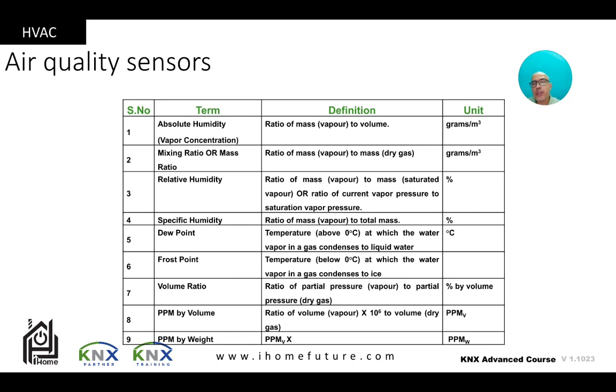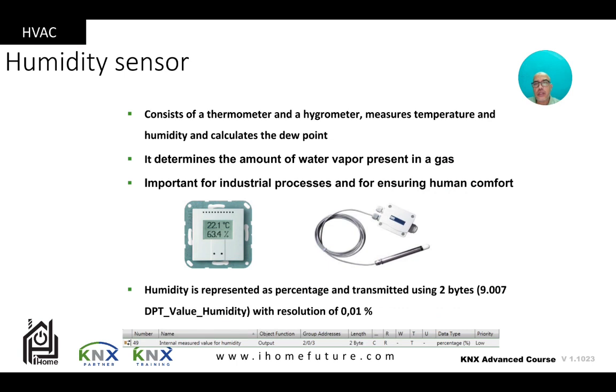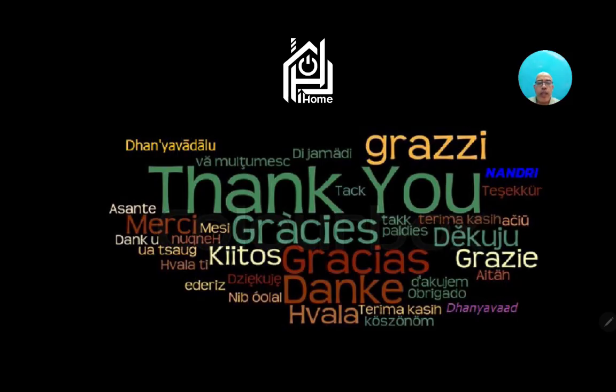You also have an air quality sensor, which will measure something like humidity. You can also have sensors that measure CO2, the carbon dioxide level. Sensors for humidity, of course, with different types, some with a probe, some without a probe. And that's it, a lot of sensors and HVAC units.